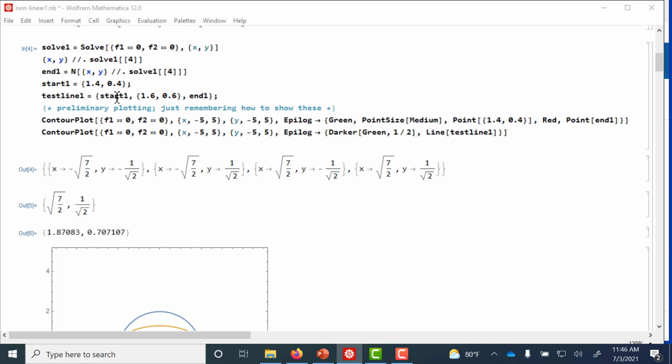And then I'm going to start, as I said, at 1.4 and 0.4. And I just wanted to see if I could plot out some things, and I showed you a couple of things that I plotted.